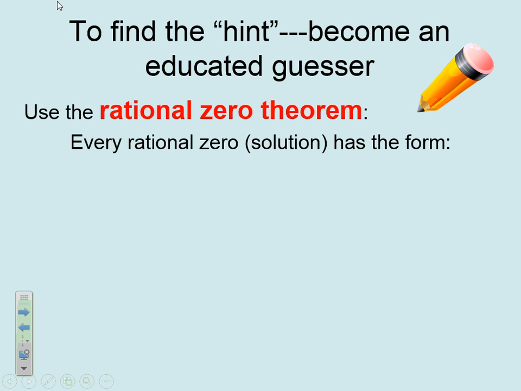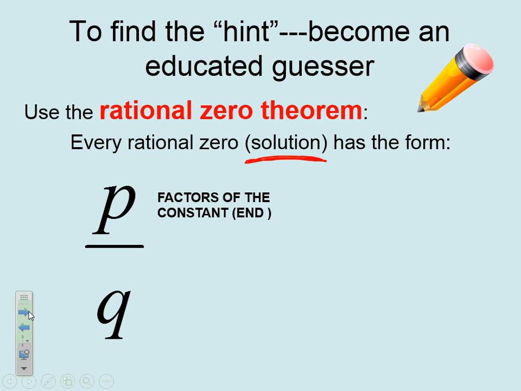To find that hint, this we have to write down, you guys. We have to become educated guessers. We're going to use the rational zeros theorem. Every rational zero, or our solution, our possible solutions are going to come from P over Q, where P represents the factors of a constant, so that's our end term. And Q represents the factors of our leading coefficient, so that's going to be our very first term in our polynomial.